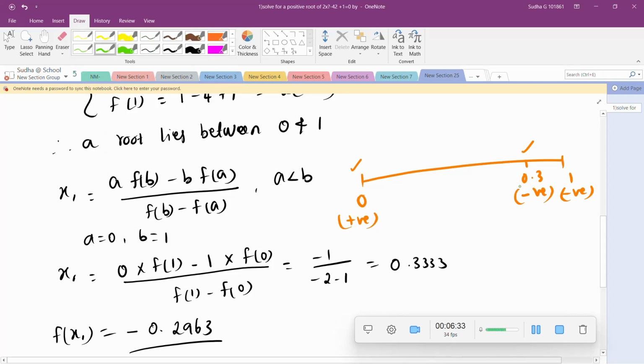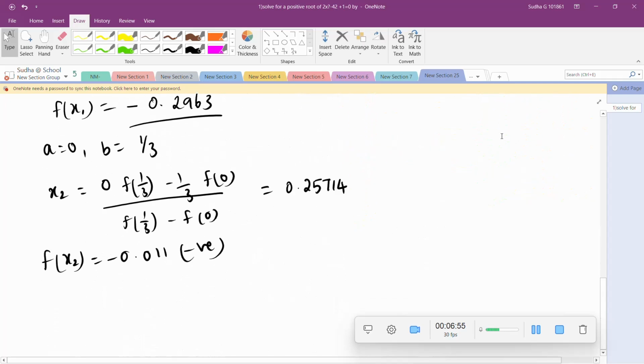So again, using the Regula falsi formula, we get the x2 value 0.25, which is again negative. So therefore a root lies between again 0 and 0.25. So a equal to 0, b equal to 0.25714.